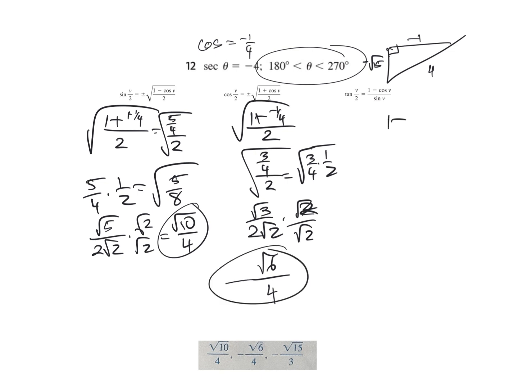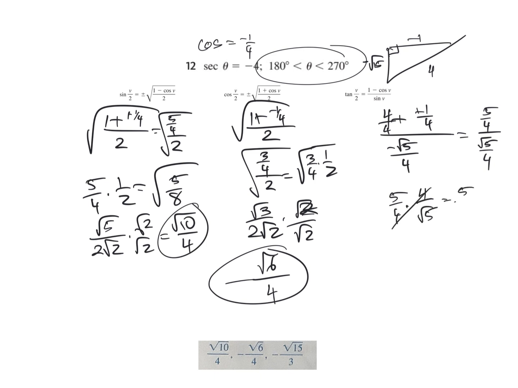Now, tangent, 1 minus the cosine, which is negative 1 over 4, all over the sine, which is negative square root of 5 all over 4. Common denominator, so change, that's 5/4 all over the negative square root of 5 over 4. So 5 over 4 times the reciprocal, 4 over the square root of 5. You get 5 over the square root of 5, and then we rationalize, and we get 5 square root of 5 over 5, or square root of, so this is supposed to be 15, not 5.